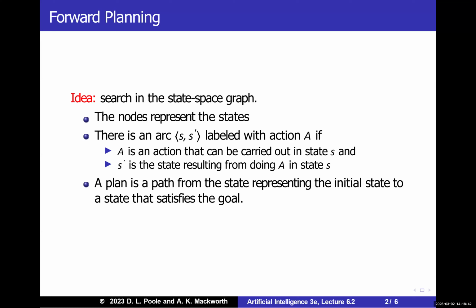When we apply the action, we generate a new state according to its effects. A plan then is simply a path from the initial state to a state that satisfies the goal condition. Forward planning is intuitive because it mirrors execution. We simulate what happens if we apply actions step by step until the goal becomes true.